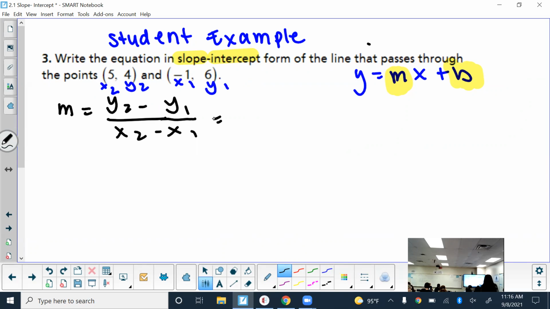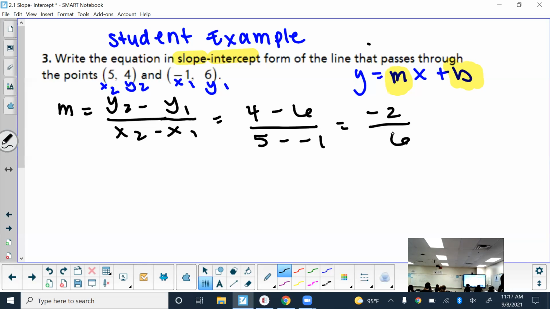All right, so if I plug it in like this, I get 4 minus 6 and then 5 minus a negative 1. If I label it like this, this is how I put it in. Questions on that? So what's 4 minus 6? Negative 2. And then 5 minus a negative 1? 6. It is a positive 6. Remember we add the opposite, right? So 5 plus 1 is 6.